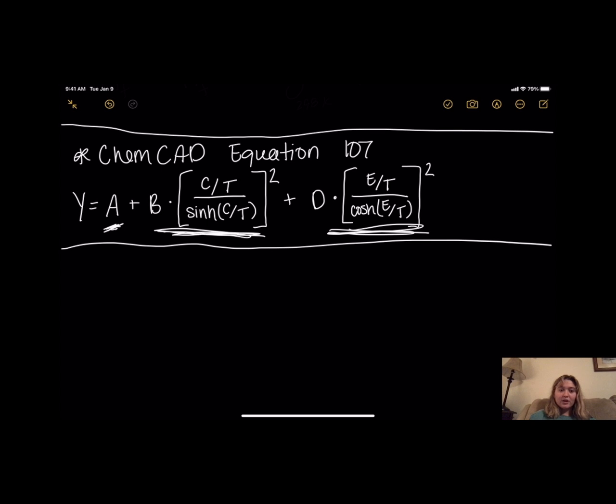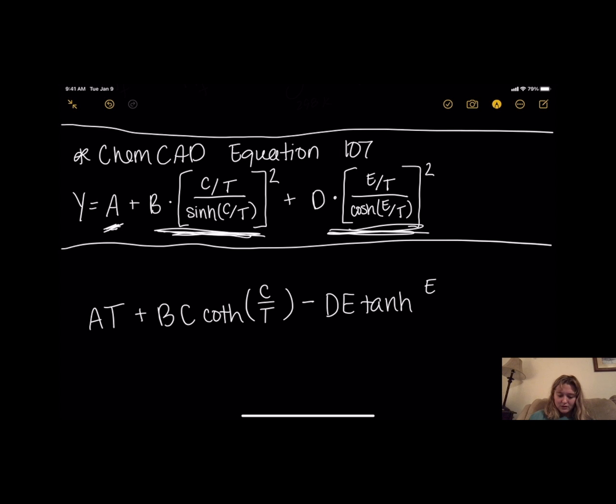Okay, so now that we've run our equation through Wolfram Alpha, we can go ahead and rewrite this ChemCat equation 107 as A times T plus B times C times hyperbolic cotangent of C over T, and that's going to be minus D times E times hyperbolic tangent of E over T. So now, in our next video, we'll be coding this out.